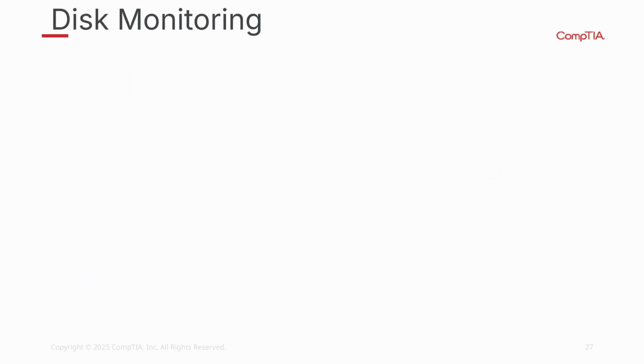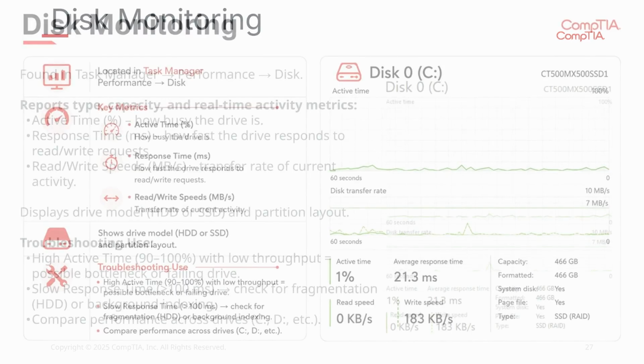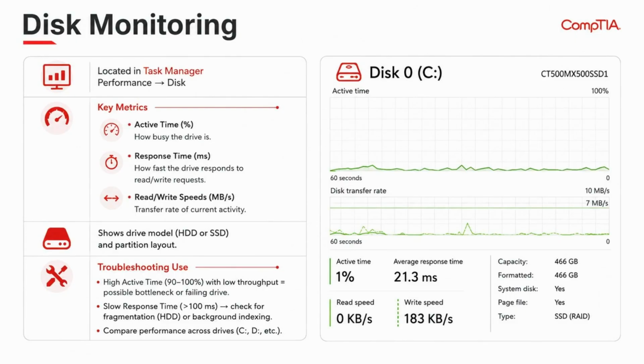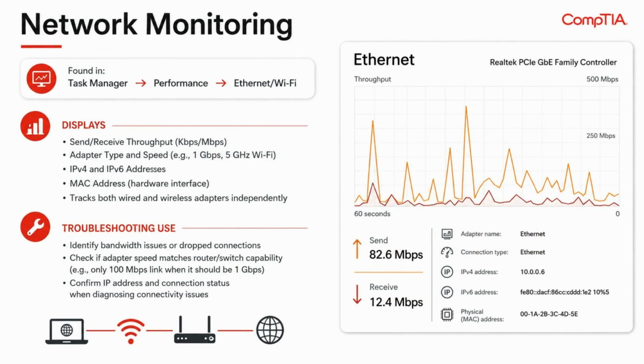The Performance tab provides real-time graphs for your hardware. This includes CPU details like core counts, memory usage statistics, disk activity, network throughput, and even GPU performance data. By monitoring these performance metrics, you can identify real-time hardware bottlenecks. For example, if CPU usage is consistently near 100%, you know your system is working at capacity.